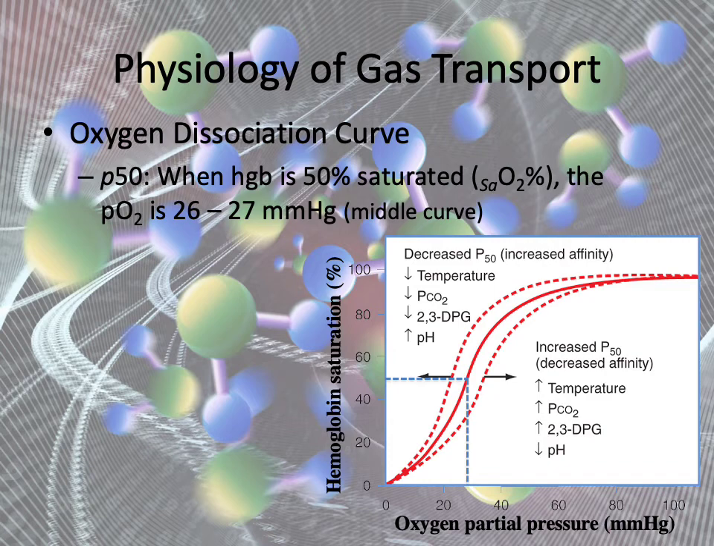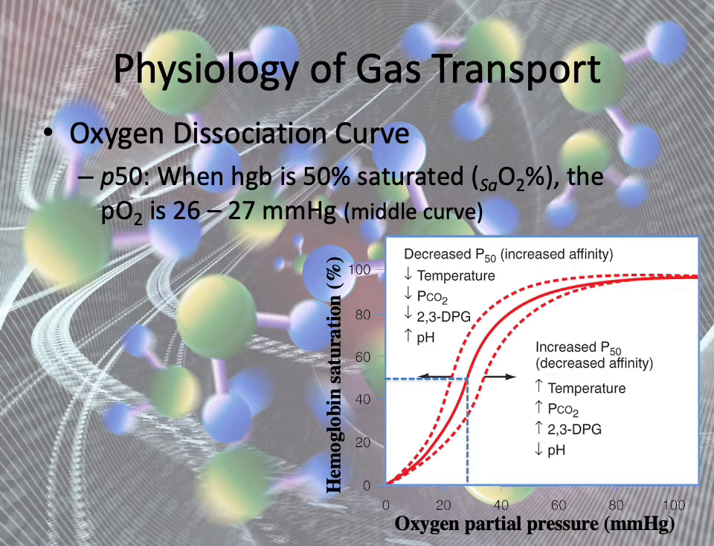So we're going to start with introducing a concept that I don't know if you learned about in heme or not, and that is something called the P50. So the P50 is when hemoglobin is 50% saturated with oxygen. The PO2 should be somewhere between 26 and 27 millimeters of mercury. So if we look down here on the x-axis, we have partial pressure of oxygen, and then on the y-axis, we have hemoglobin saturation. Okay, so here's 50% saturation on the y-axis. We draw a straight line over until it intersects our curve. Don't worry about the dotted lines yet. Just look at the middle solid line, which is the normal curve.